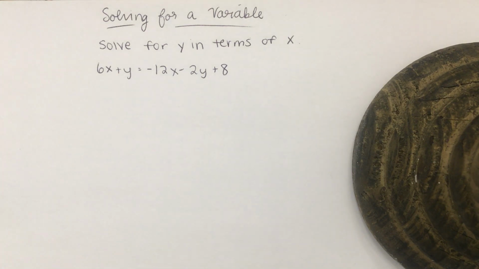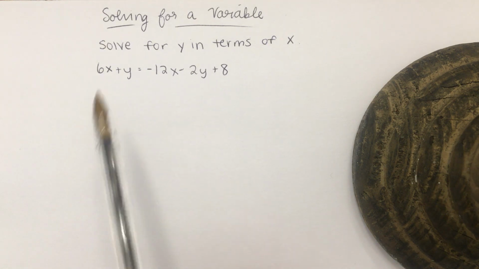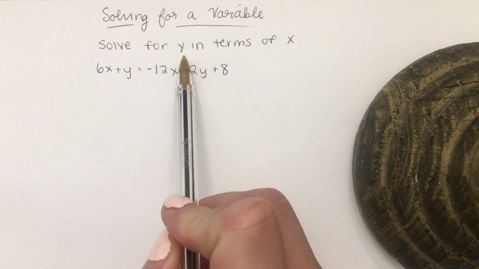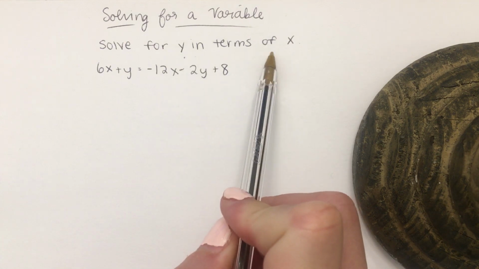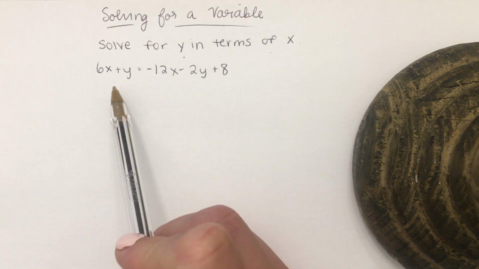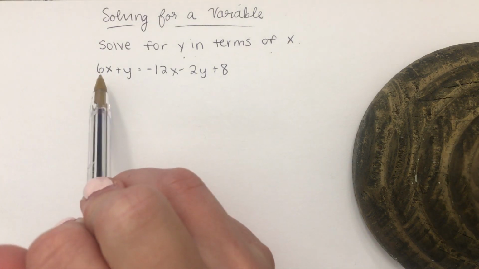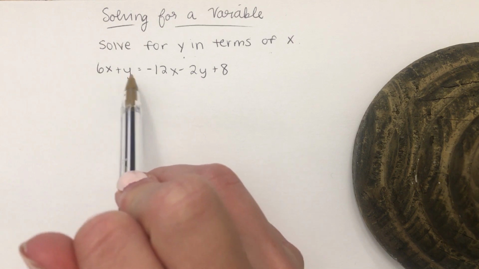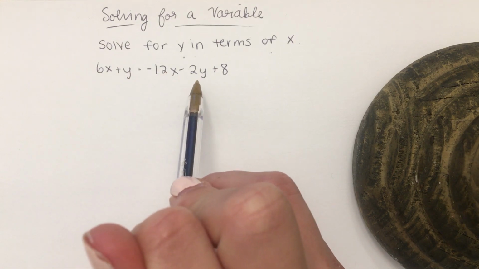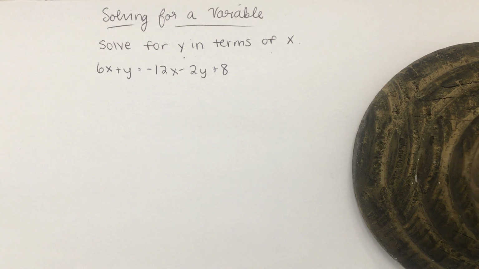Alright, so we're going to continue looking at solving for variables, but this problem is just going to be a little bit different. If you notice the instructions, it says solve for y in terms of x. So far we've only been dealing with equations that have one variable, and this equation you should notice has two. We have 6x plus y equals negative 12x minus 2y plus 8. So you can see there's both an x and a y.